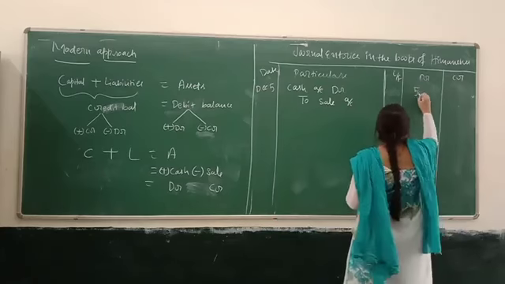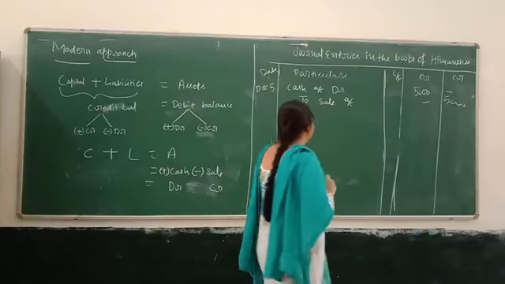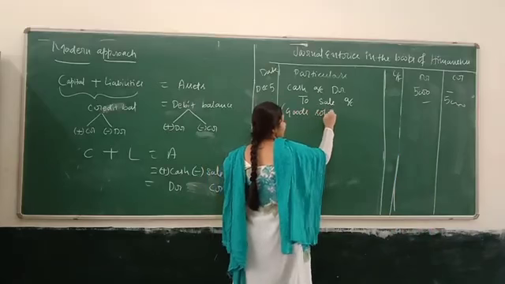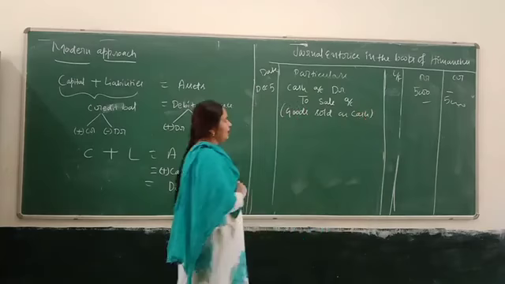Rupees 5,000. Okay, next journal entry. Narration: goods sold on cash.